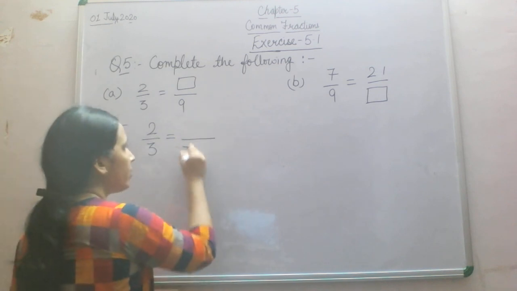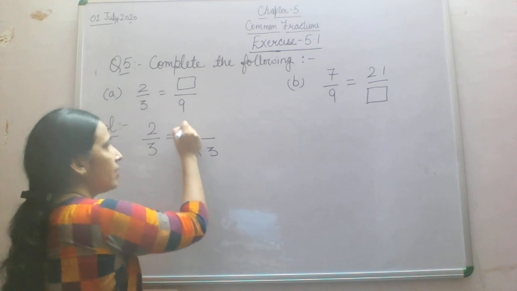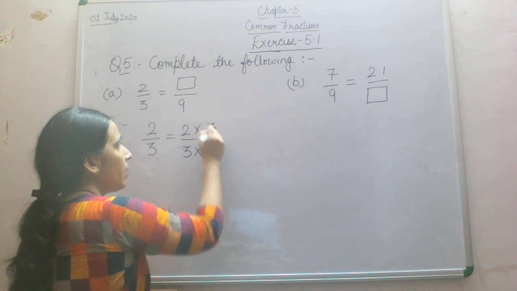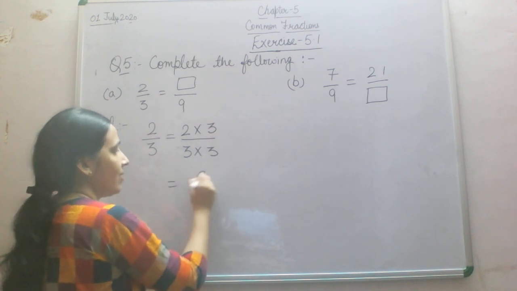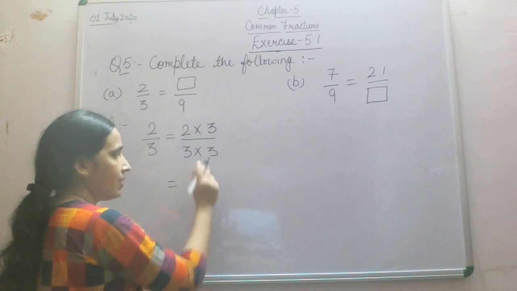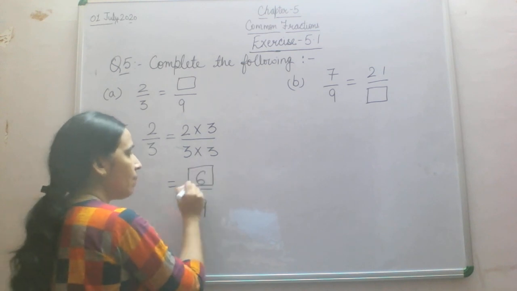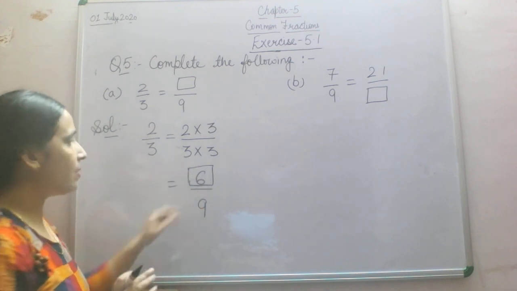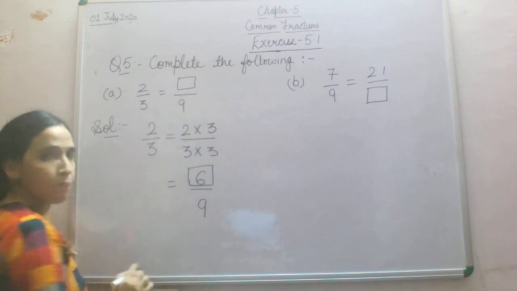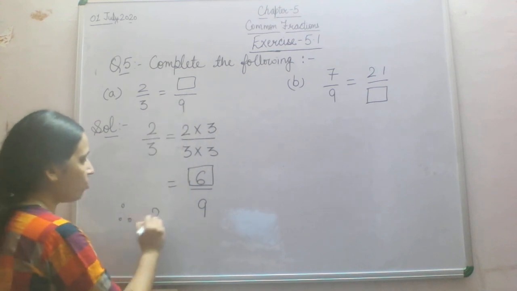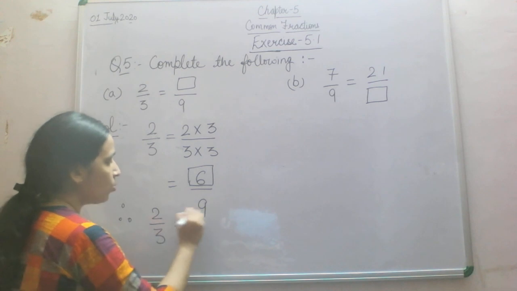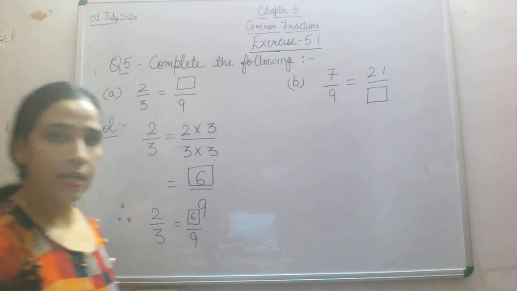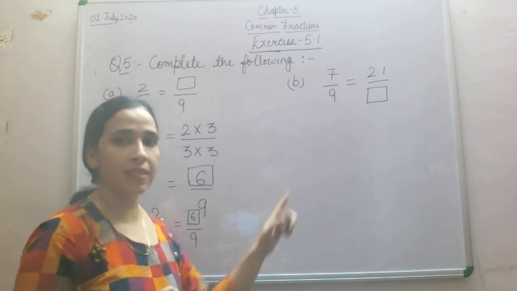So what we will do here, 3 threes are 9, and similarly the numerator will also be multiplied by 3. What do we get? 2 threes are 6 and 3 threes are 9. So this 6 will become your answer, and you will write this 6 in a box so that it is symbolized that this is your answer. Therefore, at last you will write, therefore 2 by 3 is equal to 6 by 9. Clear?